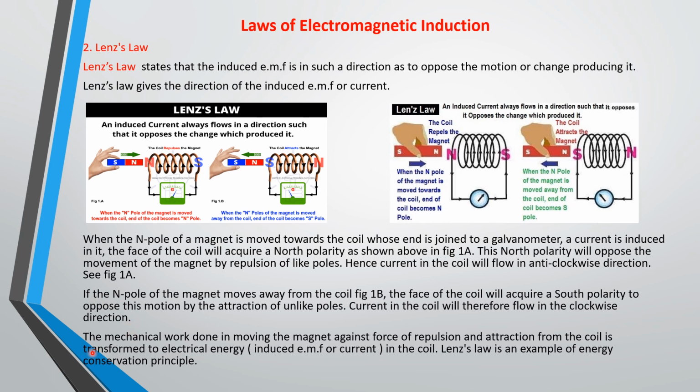Alright, so the mechanical work done in moving the magnet against the force of repulsion and attraction from the coil is transformed to electrical energy. The mechanical work done is transformed to electrical energy in the coil. So Lenz's law is an example of energy conservation principle.